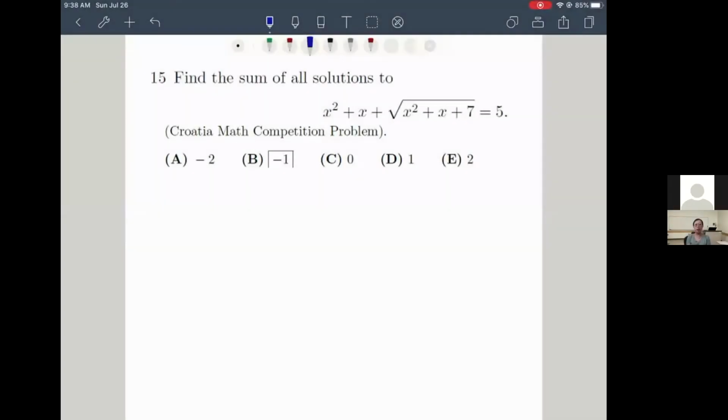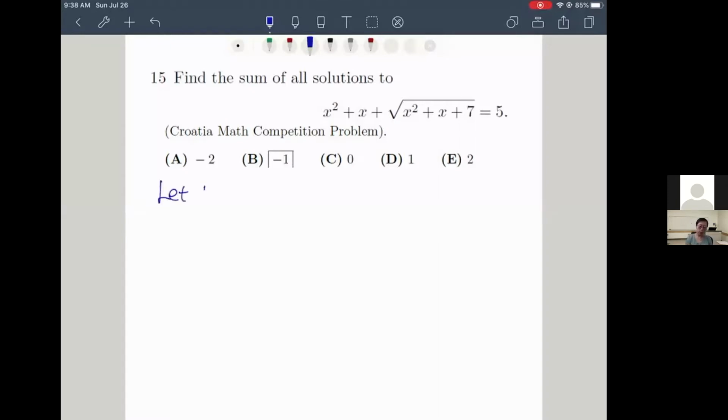Problem 15, we needed to find the sum of all solutions to that equation. This problem, I think it is the easiest one in this exam. And when we see it's a square root within a square root, something not that simple, we can consider substitution.